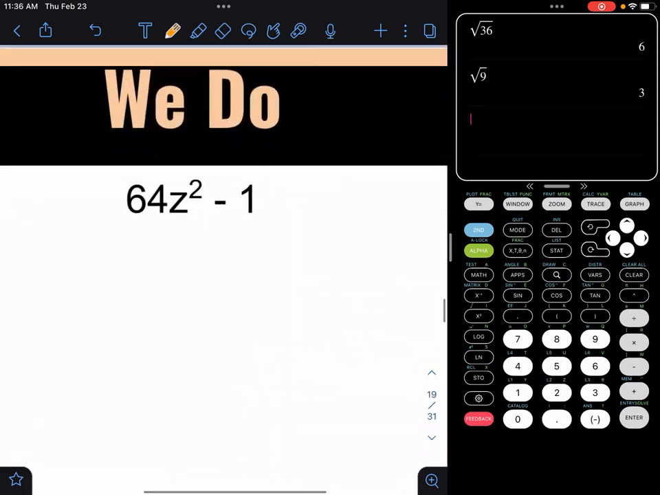Let's look at this problem. What is the square root of this, and what is the square root of this? First, make sure there's no GCF. I know there's no GCF here because our lowest number is 1, and taking a 1 out would not help us simplify it.